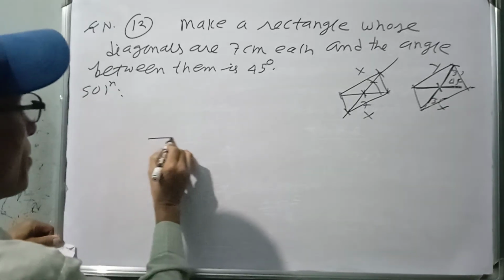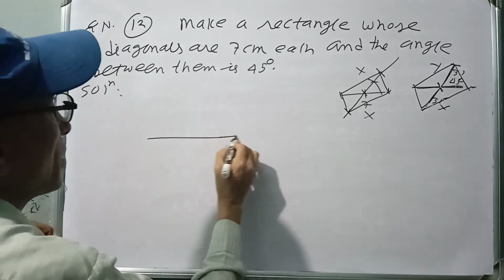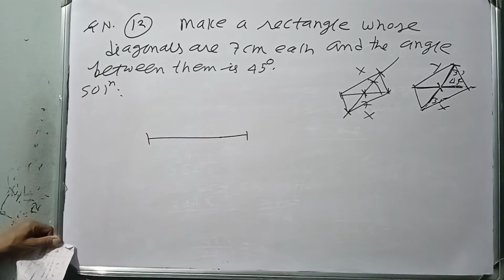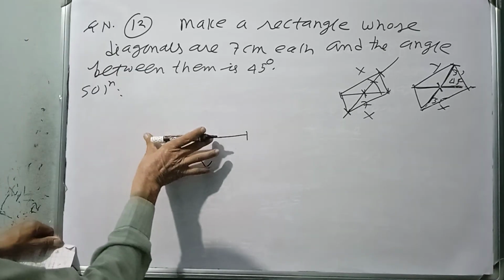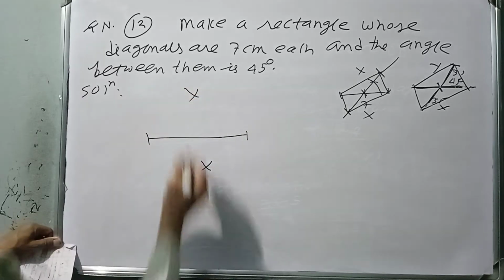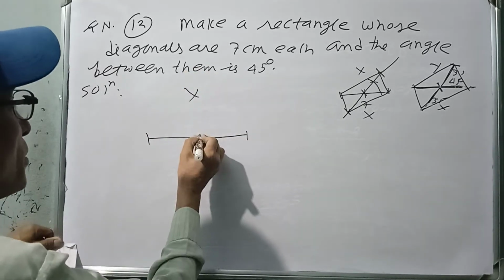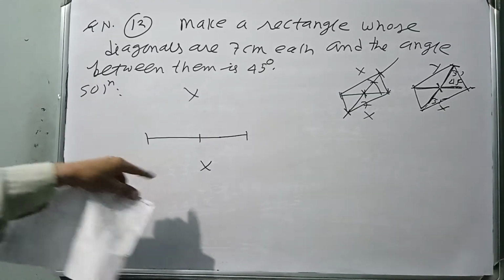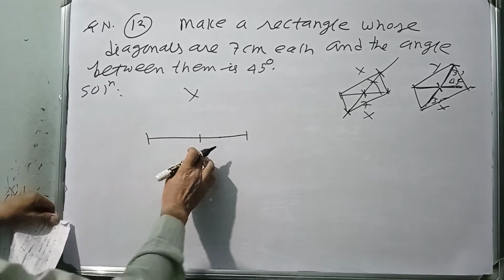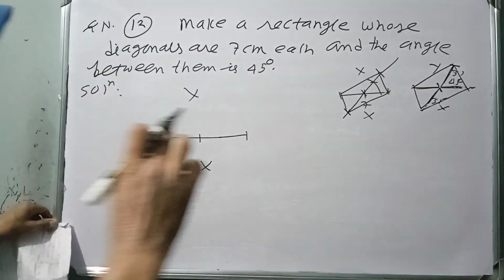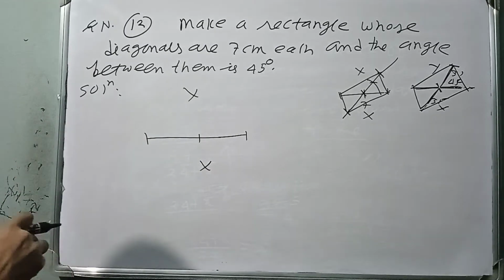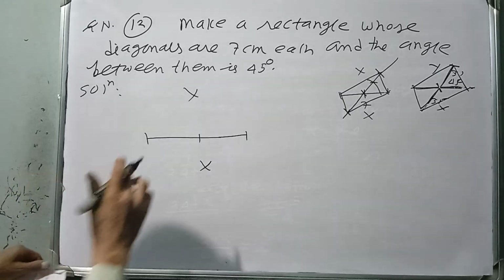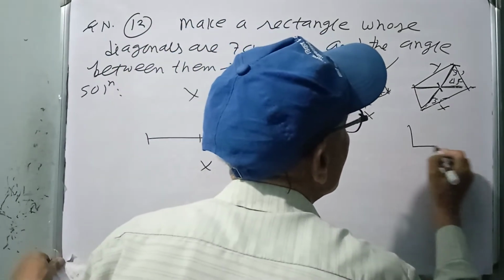Take a 7 centimeter long diagonal and bisect it. Find out the midpoint. Now at the midpoint, the diagonals of a rectangle are equal and they bisect each other. Diagonals are equal and they bisect too.